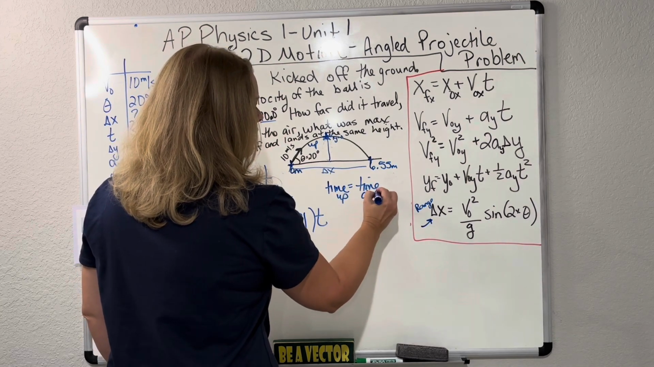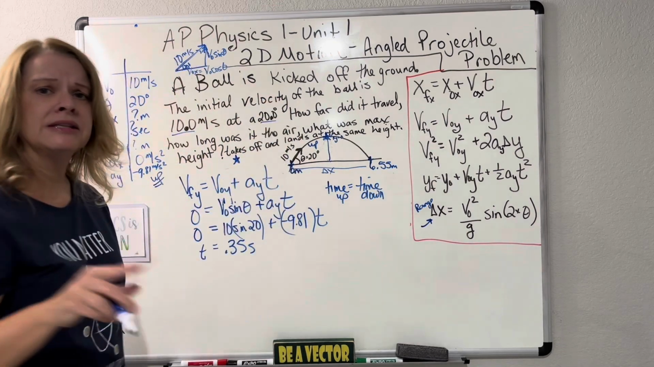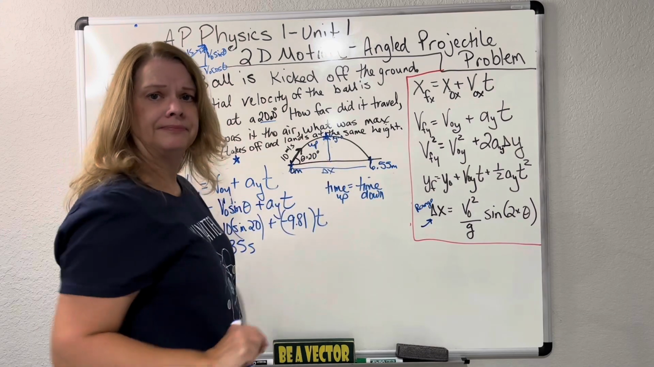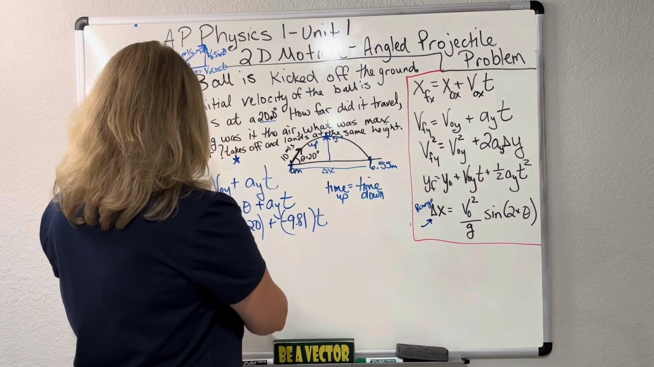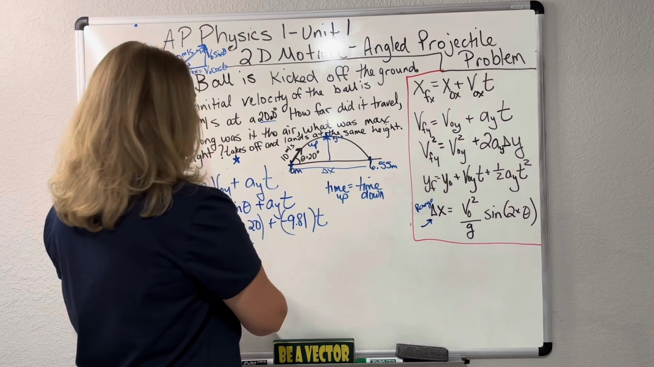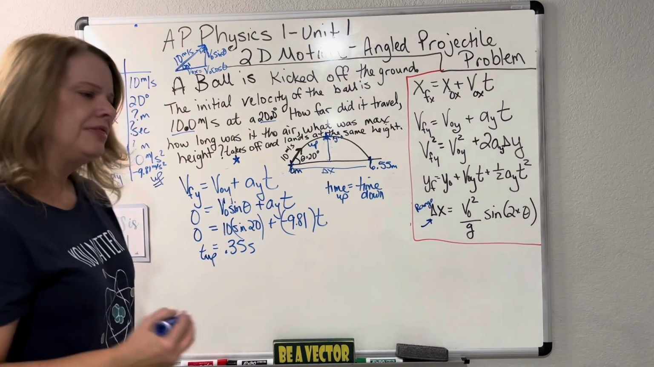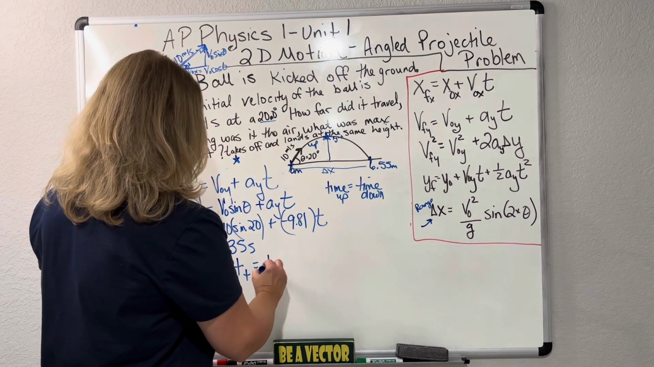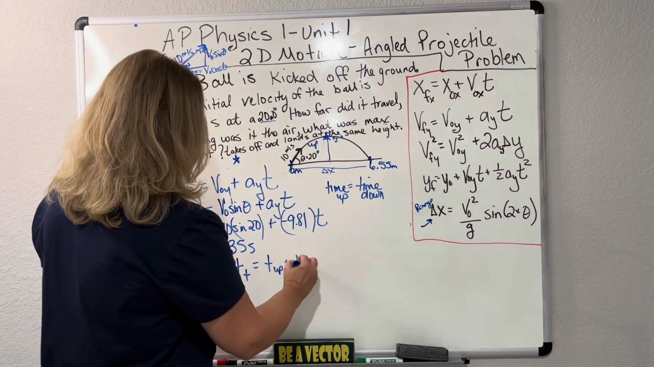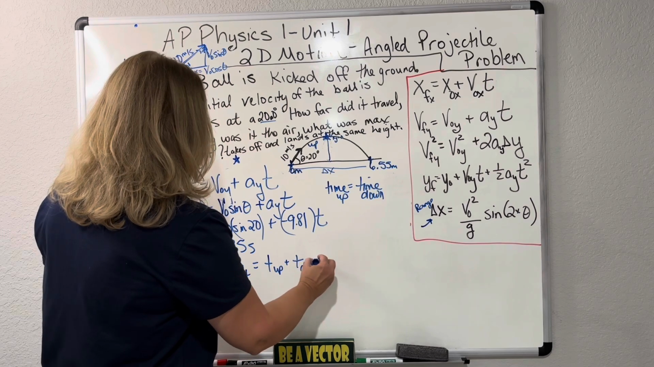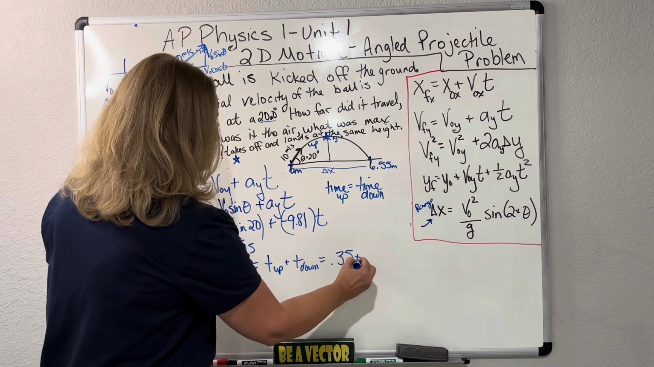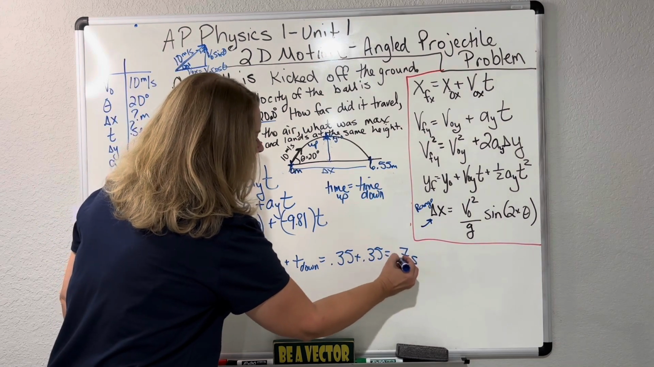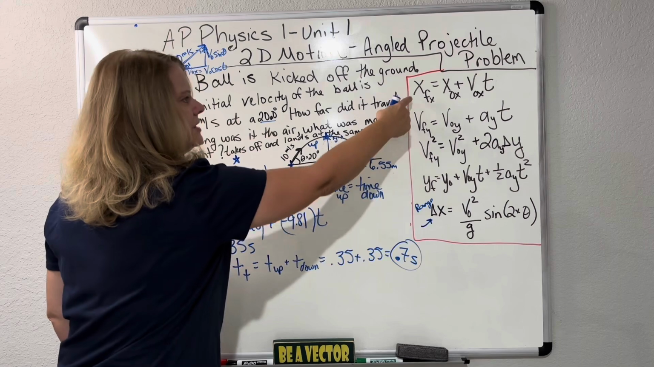All right, and this is a concept. If it takes off and lands at the same height, then your time up is going to equal your time down. That means that my time up was 0.35. But then add that, my total time in air is going to be my time up plus my time down. That's going to be 0.35 plus 0.35, and guess what you're going to get? You're going to get 0.7 seconds, just like we did when we did the x.